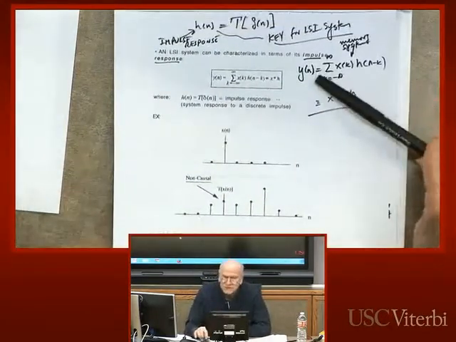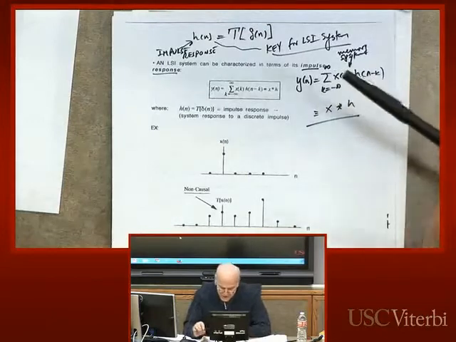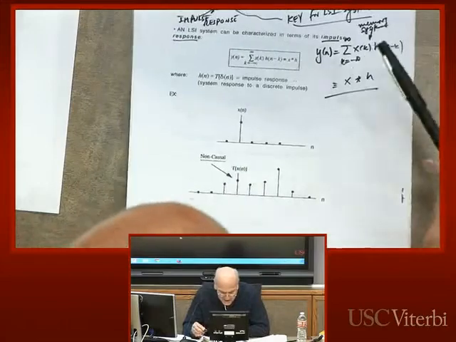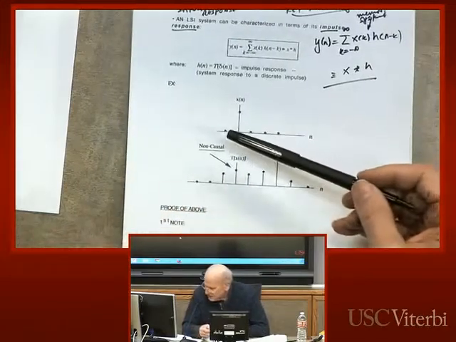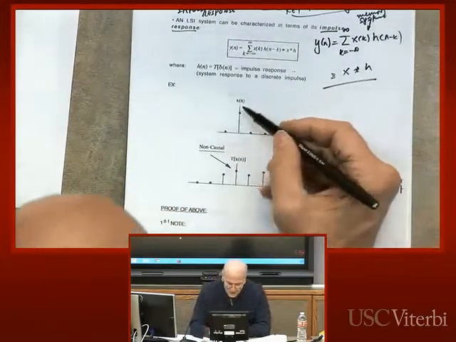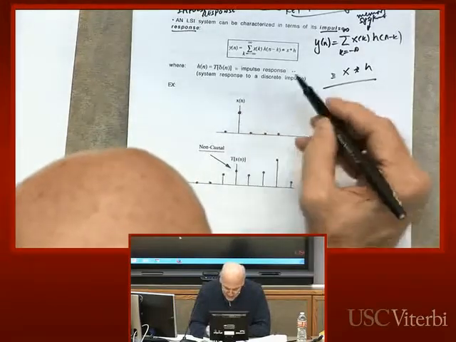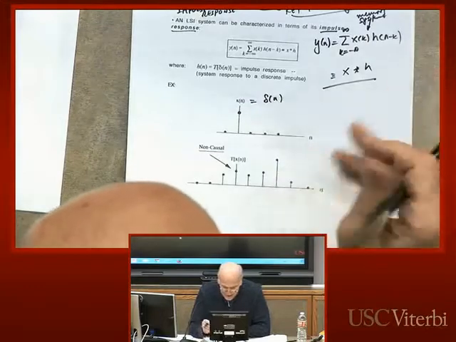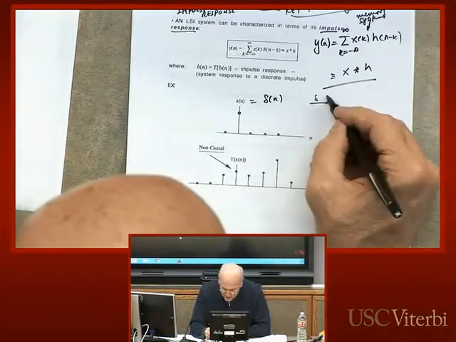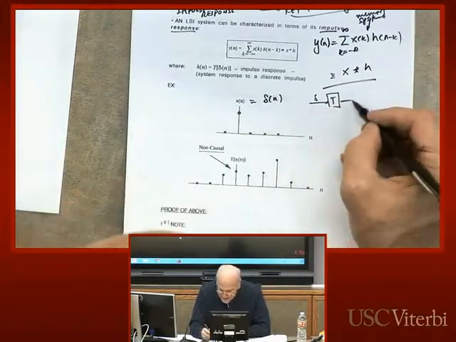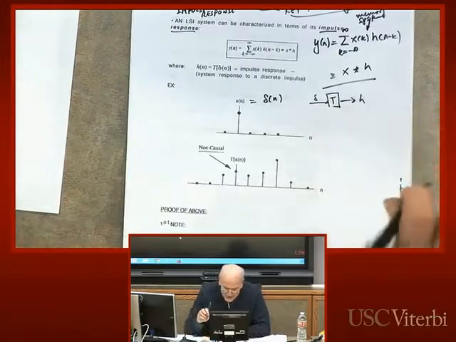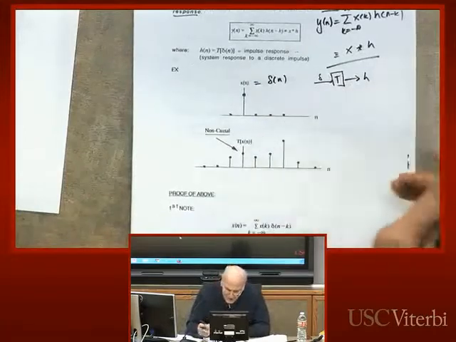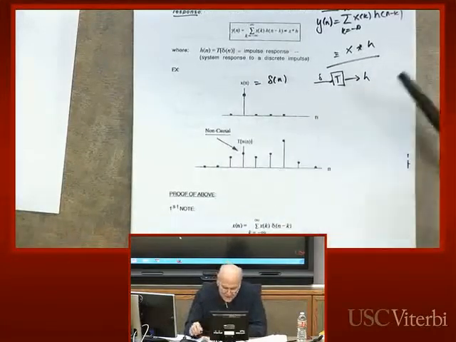Why is this true? That should be the question you would ask, unless you already know the answer. Here's an example I drew pictorially. In this example, x of n is my delta. We feed delta into our system, and h comes out. Here's my delta of n, and in this example, this is the output.